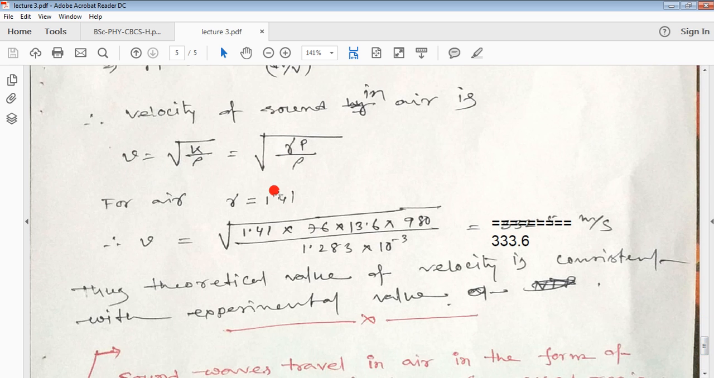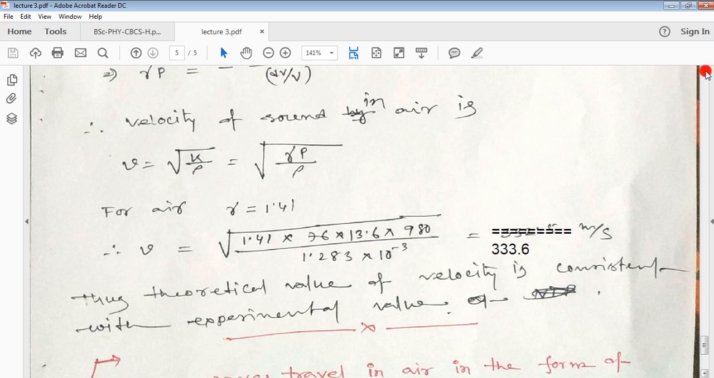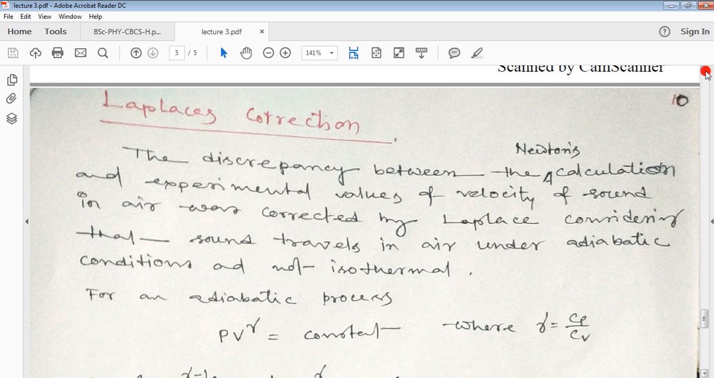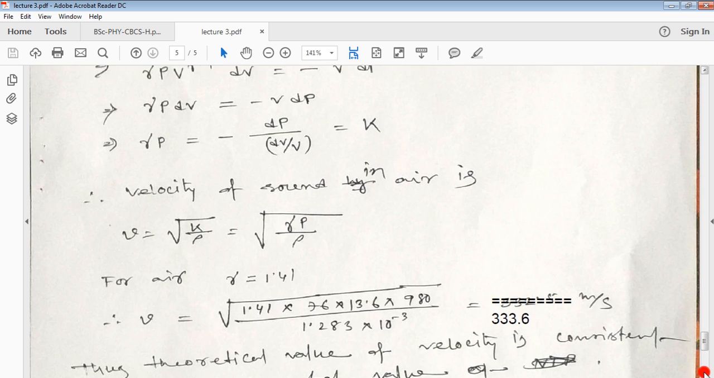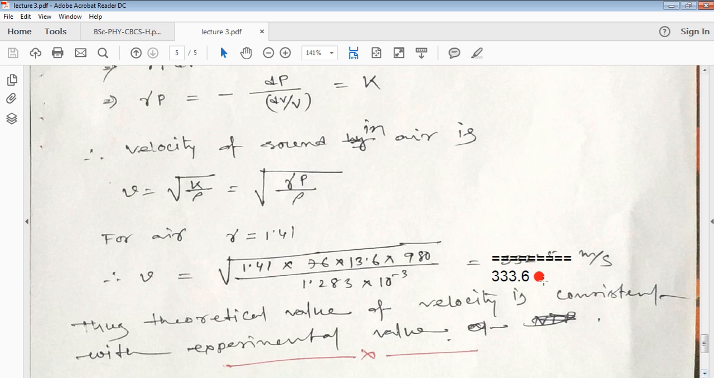So the value of gamma is 1.41 for air, and using the same values of pressure and density at NTP, if we calculate the velocity of sound, we obtain this value to be 333.6. That is, it is consistent to the experimental value. So this means what? Laplace's assumption is correct, and in this way we obtain a considerable value or way to have velocity of sound in air.